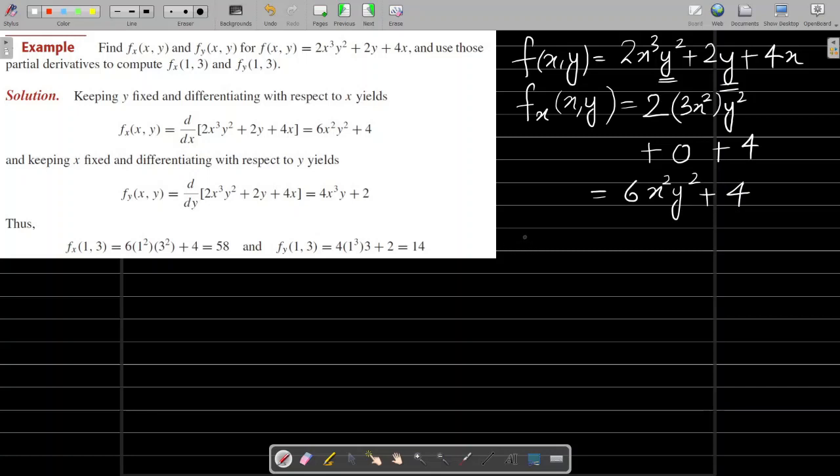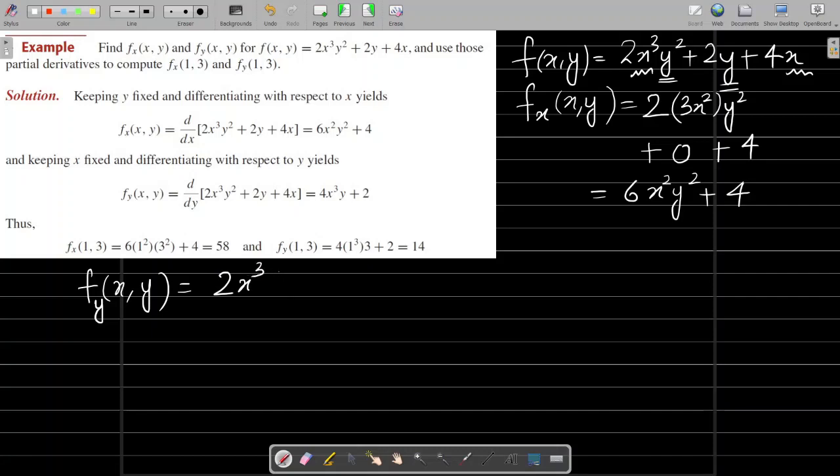Now the same function, if I am trying to differentiate it with respect to y, suppose I am trying to find f_y of x, y, then we have to consider x cube, all x terms, as constants. So x cube and x are constants. So 2x cube is a constant coefficient that I am writing as such.